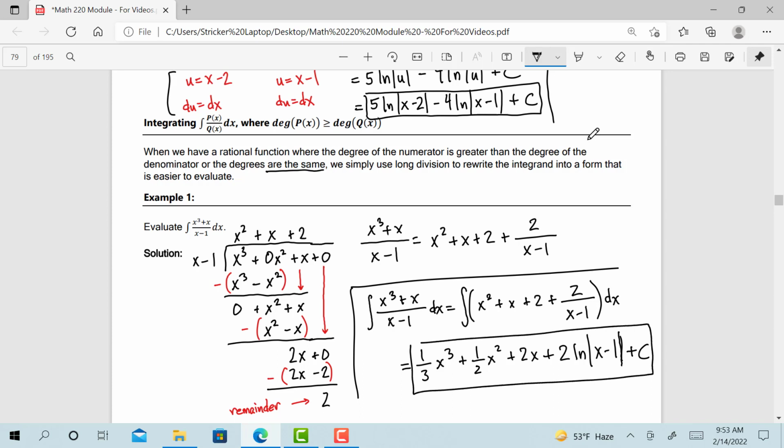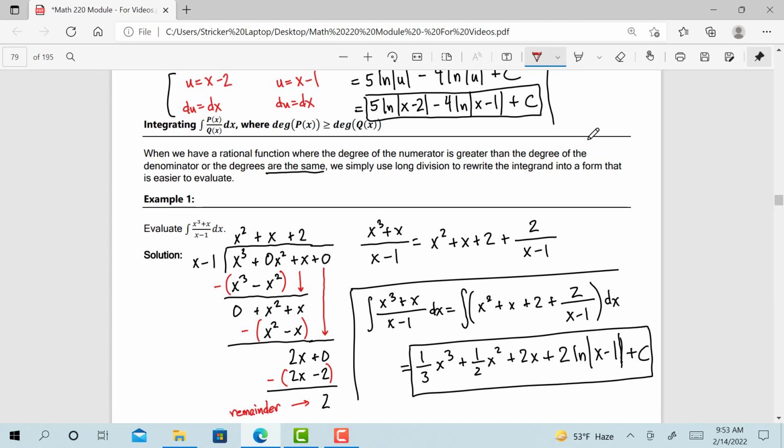And that really is all there is to these types of problems. So again, if the numerator is bigger than the denominator, we just use long division to divide. Don't forget, sometimes we have to add these ghost terms in if we're missing a term. And then we just rewrite our integral and evaluate. In the next video, we'll look at some other types of scenarios that can happen, but this is the first type. Thank you very much.